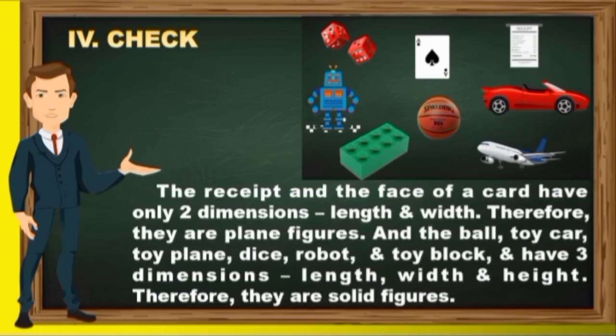Okay, the receipt and the face of a card have only 2 dimensions, length and width. Therefore, they are plane figures. And the ball, toy car, toy plane, dice, robot, and toy block have 3 dimensions. These are the length, width, and height. Therefore, they are solid figures.